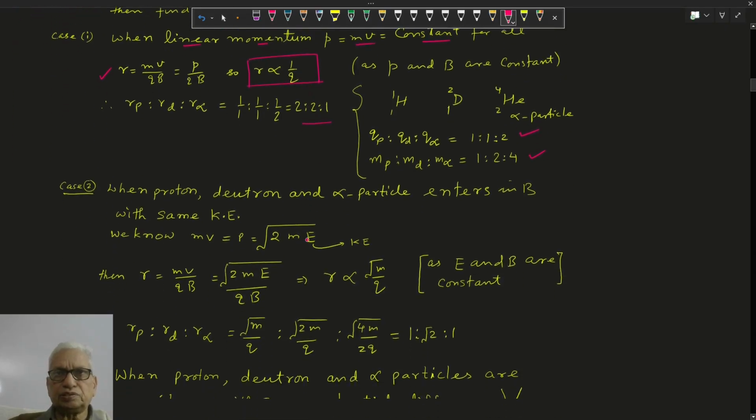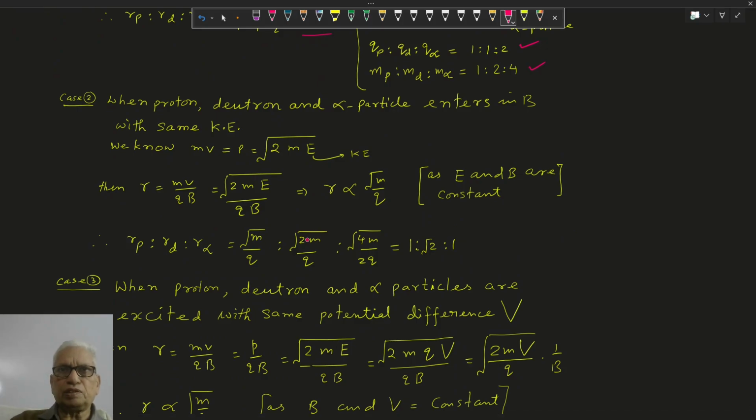Now case 2, or question 2, you can say: a proton, neutron and alpha particle are entering the magnetic field perpendicularly with the same kinetic energy. Here kinetic energy is constant for all these particles, proton, neutron and alpha particle. Then we find the ratio of the radius of proton, neutron and alpha particle. We know again mv is equal to p, equal to what? Root of 2mE, where E is the kinetic energy here. We know this relation. So putting the value of mv equal to p equal to what?